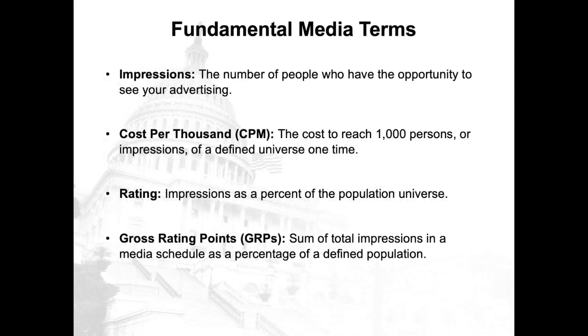There are a couple more media terms that will help you build your media plan. Along with impressions and CPMs, media buyers also use ratings and gross rating points, or GRPs. Ratings are simply impressions expressed as a percentage of the desired universe. GRPs are the sum of all impressions in a media schedule, expressed as a percentage of the defined population.